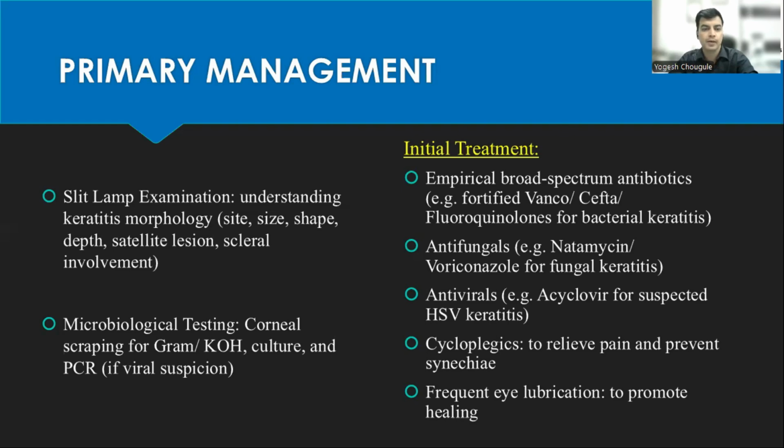Empirical broad-spectrum antibiotics such as fortified vancomycin, fortified ceftazidime, or fourth-generation fluoroquinolones are first line for bacterial keratitis. For fungal keratitis, natamycin or voriconazole is preferred, while acyclovir is essential if HSV keratitis is suspected.